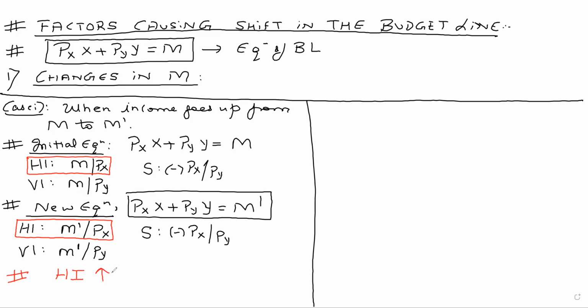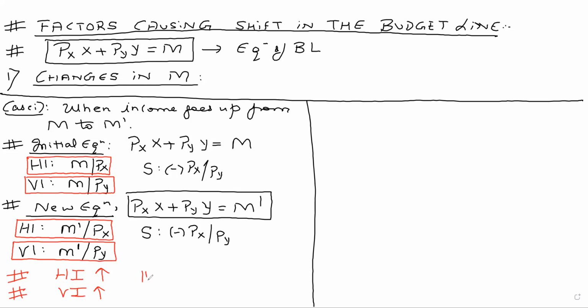Let us look at the vertical intercept, guys. If you compare the vertical intercept from the initial to the new case, you can see for the same denominator, again, numerator has gone up from M to M dash. So vertical intercept has gone up.